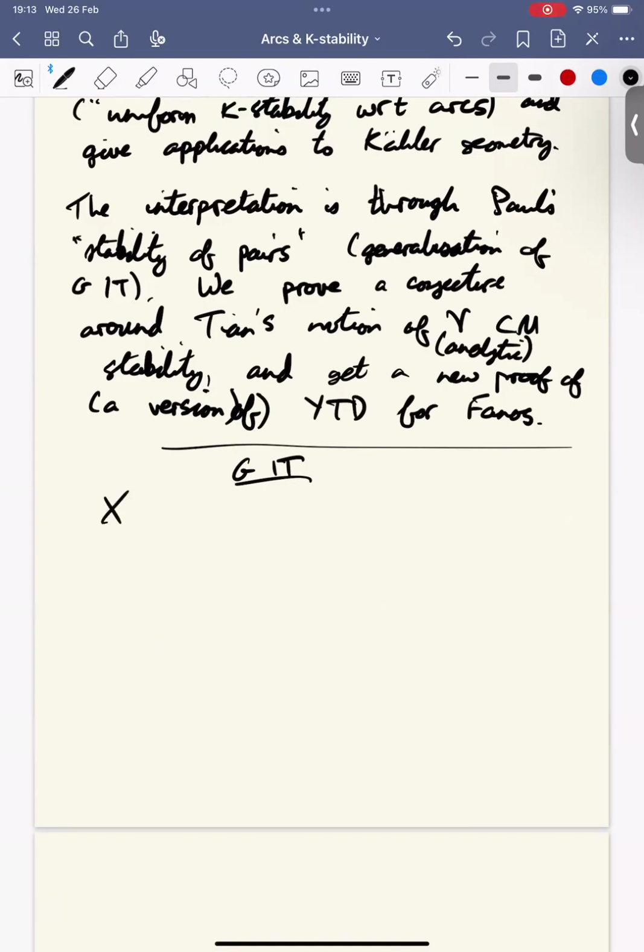So the setting of GIT is that we have X embedded in projective space. X is projective, and I'll always work over the complex numbers, though that's not totally essential, nor is projectivity. And I'll take G acting linearly on V, the underlying vector space, and I'll take G to be reductive.